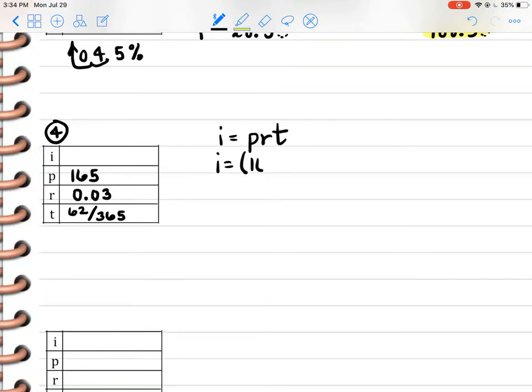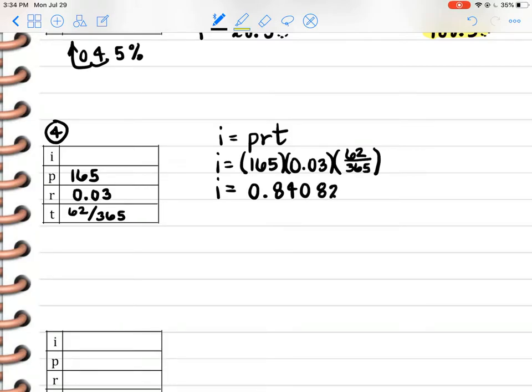Interest equals 165, 0.03, and just put that ugly old fraction right on in there. That's the beauty of this calculator. It will do that for you with no problem. So 165 times 0.03 times 62 over 365 equals, now it's ugly and strange looking. That's okay. Let me just go ahead and write it all because I want you to see how ugly it is. All we need are the cents.